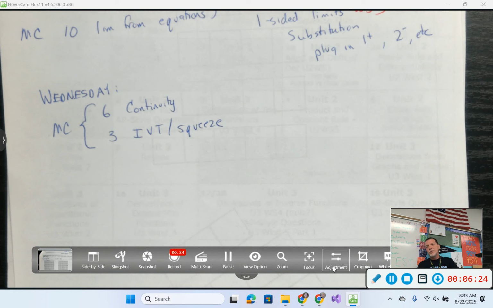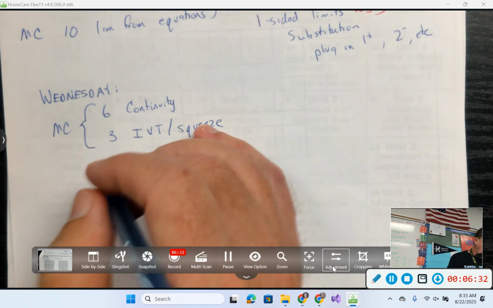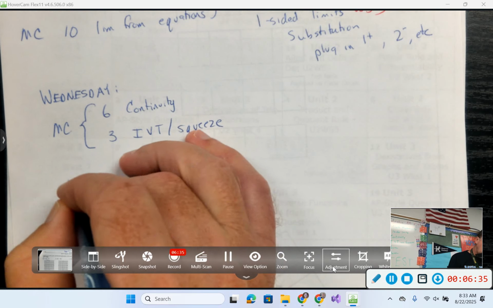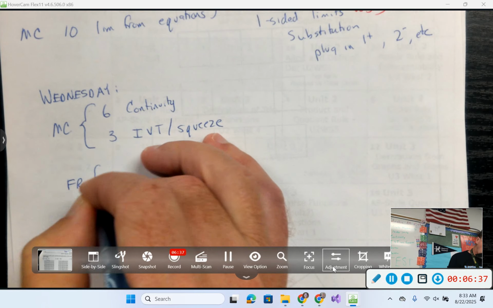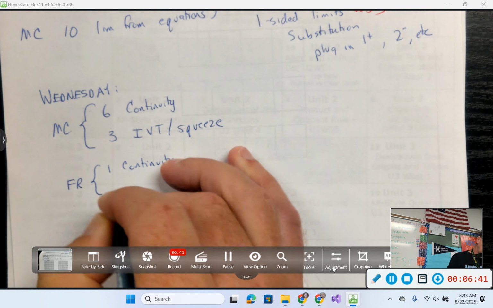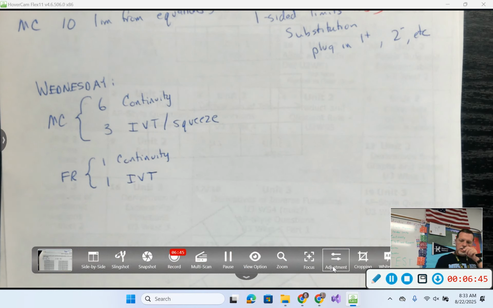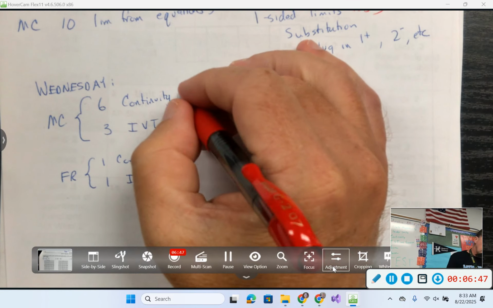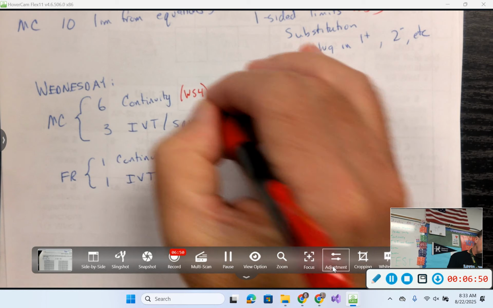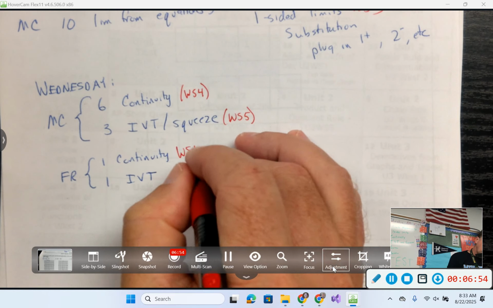a tree goes from 1 meter to 5 meters. It passes everything in between. That's IVT. And then free response, one continuity and 1 IVT. Continuity was worksheet 4. IVT and squeeze is worksheet 5.